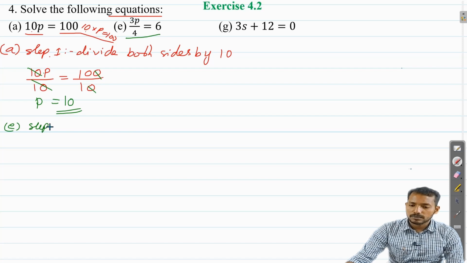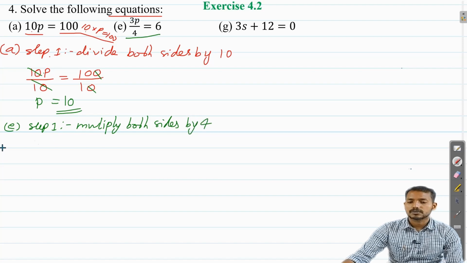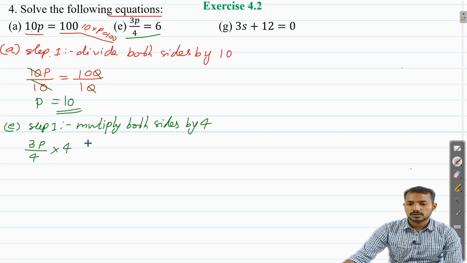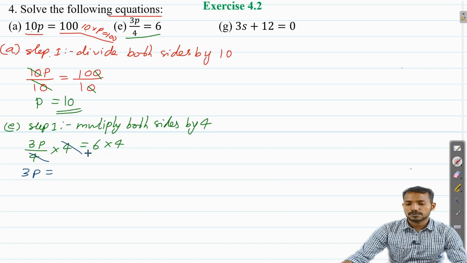So in step 1, multiply both sides by 4. We will get 3p divided by 4 into 4 is equal to 6 into 4. Both sides we should multiply it. Simplified, this 4 is eliminated. So 3p is equal to 6 into 4, which is 24.